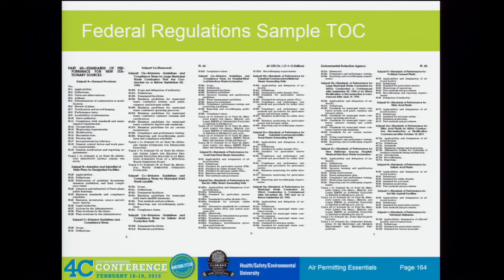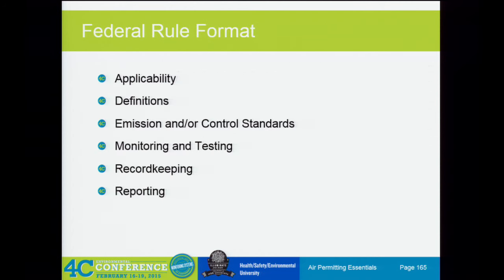I just wanted to put this up here to point out that the rules can be very long and very tedious. So don't think that if you're having trouble with it, it's just you. Feel free to get some help. But they are all set up in generally the same way. The federal rules are all going to start with applicability and then go on into definitions. Then they're going to have emissions and/or control standards. They're going to talk about monitoring and testing, record keeping, and reporting. So you should be able to easily find each one of these sections in each rule.